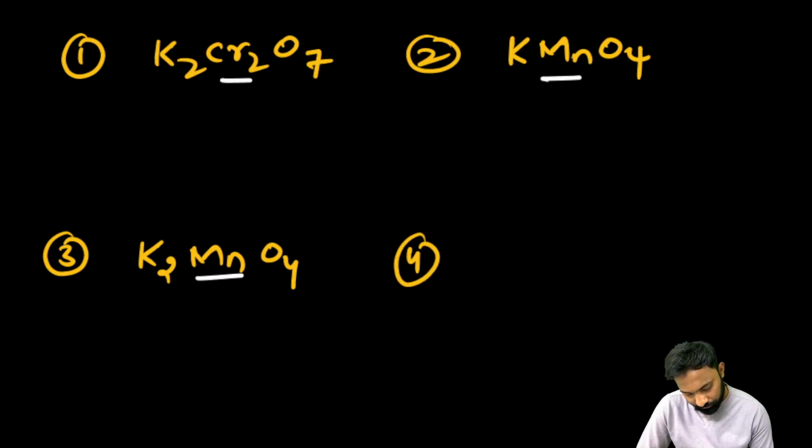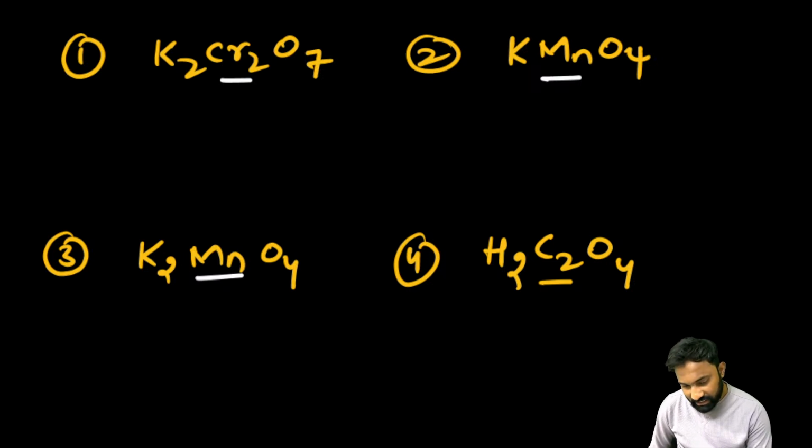Fourth one, oxalic acid, H2C2O4, right? Now here, the first one I will explain, and the second, third, and fourth you have to tell me. In the first case, I want to calculate the chromium oxidation number, right?